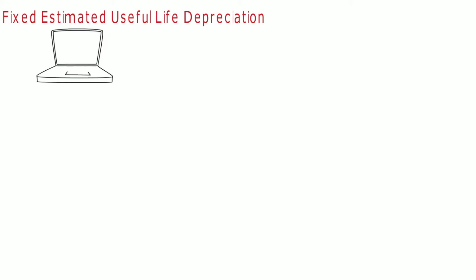Fixed EUL depreciation. Although assets are only supposed to be used for a certain number of years, if the asset still works at the end of its estimated useful life, companies usually still make use of the asset, in the case of computer equipment. Fixed EUL depreciation calculates an asset's depreciation on the asset's useful life in periods, on the assumption that the asset will no longer be in use at the end of its EUL period.